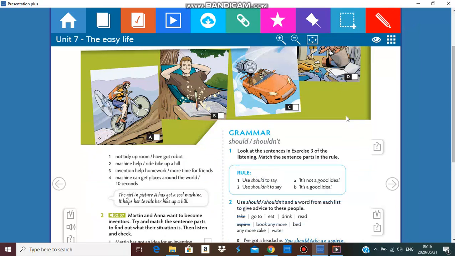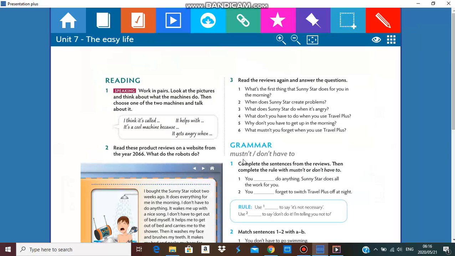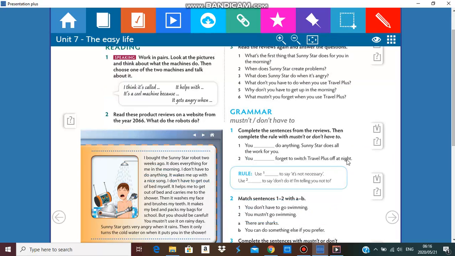Let's go to the last section for grammar, and this one is about mustn't and don't have to. Again, this is about necessary, okay? And the second part says use something to say don't do it. Mustn't. Don't do it, mustn't do it. I'm telling you not to. That's like a command, an order, okay?